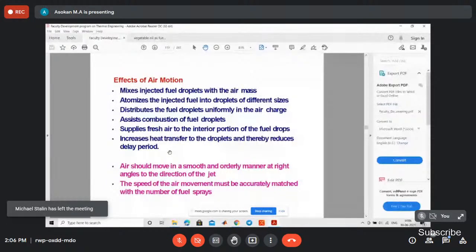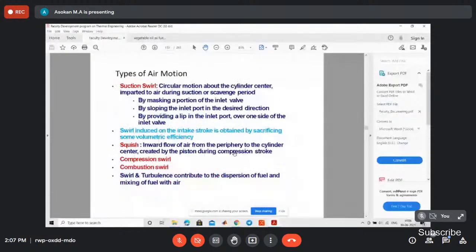So air should move at a right angle to the direction of the jet. Suction swirl, squeeze motion, I already told you what suction swirl and squeeze motion are. See this figure.